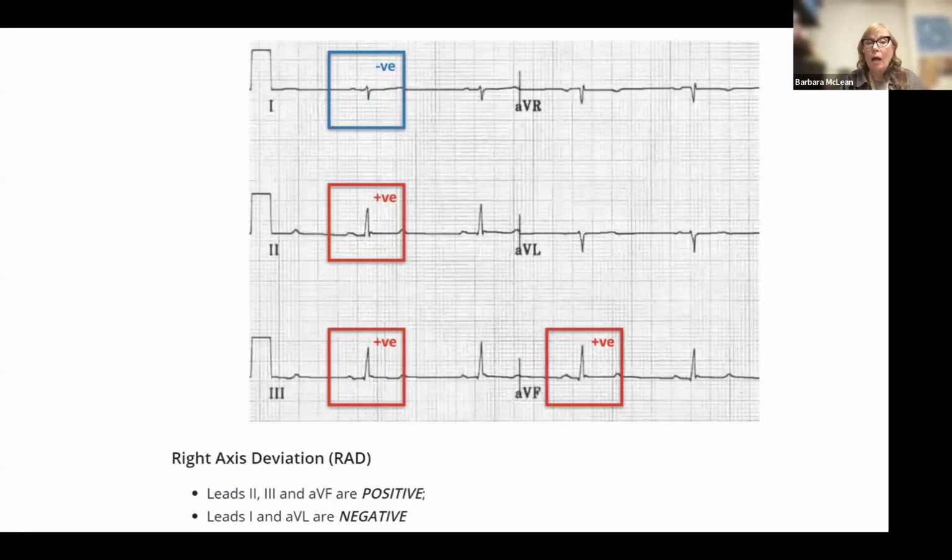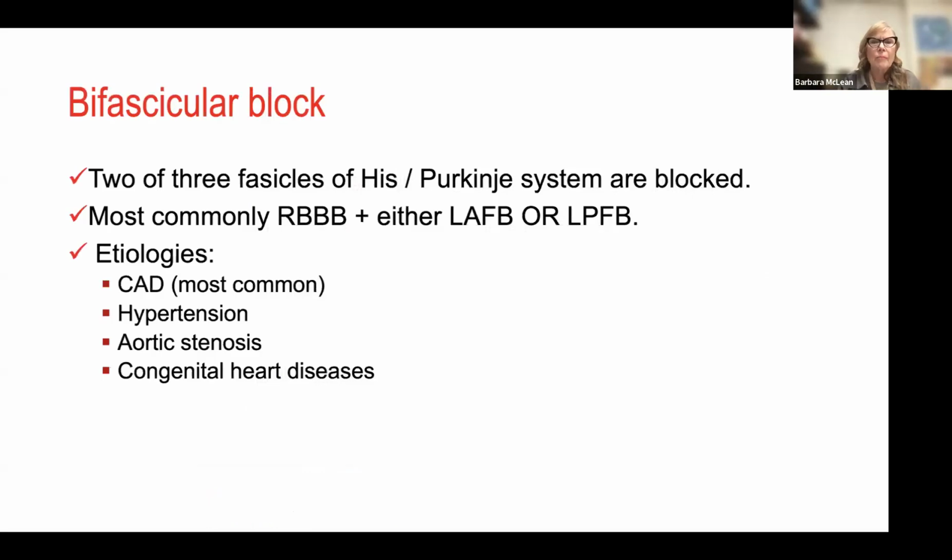Okay, now remember we've got a right axis deviation because upright in 2, 3, and AVF, that's representing the foot leads, also representing the right side of the heart, and downwards in 1 and AVL, downwards. So I don't like to use the word negative because that gets confused with the poles of your EKG.